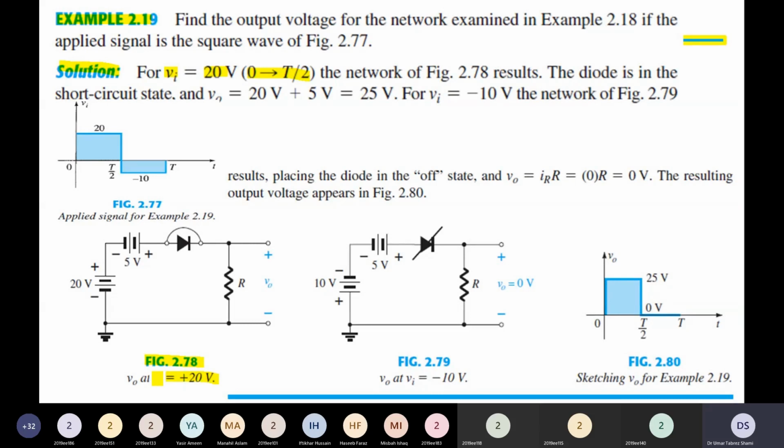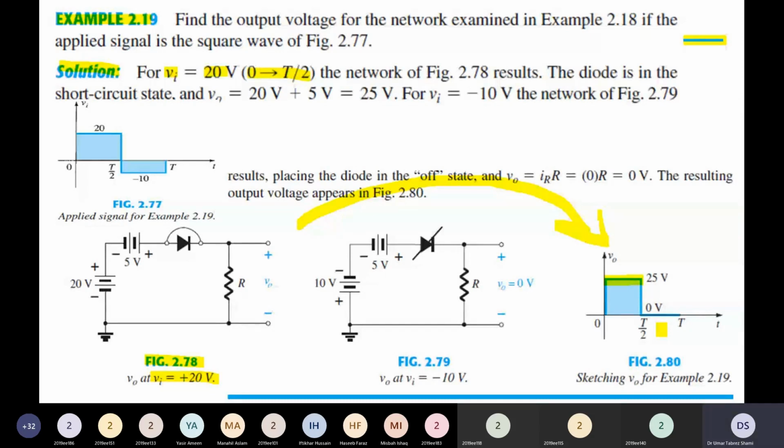When the input voltage is 20 volt, from time 0 to t by 2, we will have a circuit similar to a 20 volt battery connected in series with the 5 volt battery. The output is available over here. The output is 25 volts. ठीक है? So output will be 25 volt because 20 plus 5 gives us 25 volt. And this 25 volt will be available from time 0 to time t by 2.